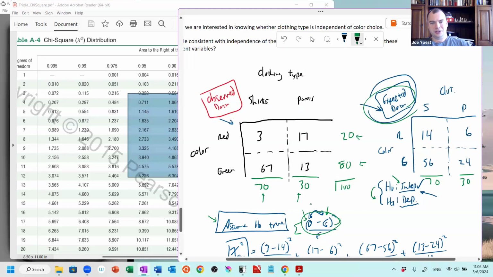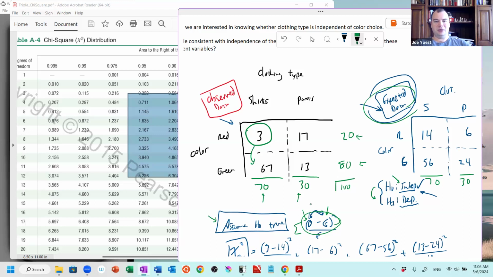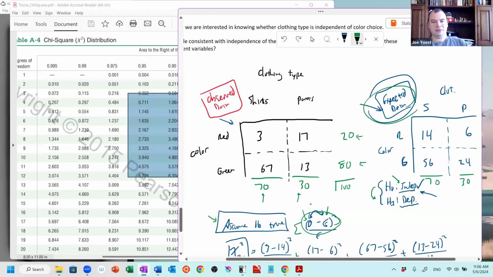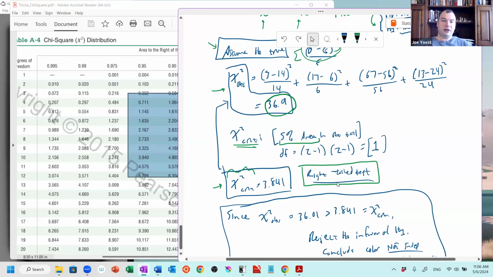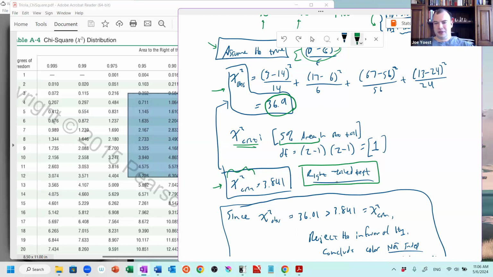Really, the only thing I could do is say, for instance, choose red shirts. If I decide that there were 20 red shirts, then there have to be 50 green shirts to make a column total of 70. And if there were 20 red shirts, there would have to be 0 red pants to make a row total of 20. And with 0 red pants, there would have to be 30 green pants to make this column total of 30. So we really only have 1 degree of freedom here, which is 2 minus 1 times 2 minus 1. Once we plug in a number for any one of those boxes to get the correct row and column totals, everything else is determined. We only have 1 degree of freedom.